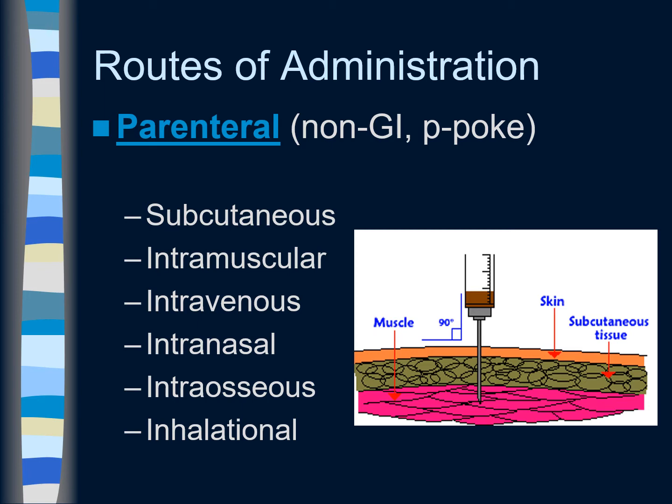Subcutaneous injections, intramuscular injections for things like epinephrine 1 to 1,000 for anaphylaxis, and glucagon in the setting of hypoglycemia. Intravenous push, IV push, intranasal, intraosseous, which can be used for all drugs that are given intravenously. You can give them intraosseously, and then inhalational via nebs.